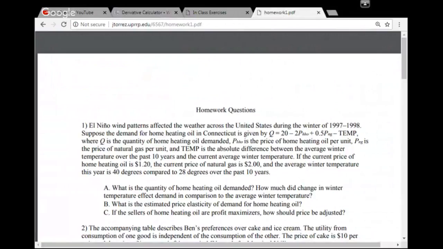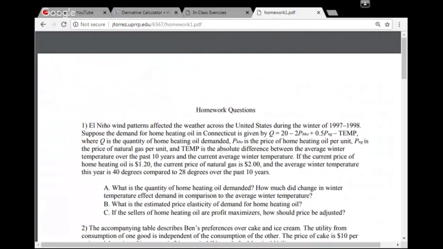This is the first homework question on the assignments, and we covered this yesterday. Suppose the demand for home heating oil in Connecticut is given by Q equals 20 minus P_HHO plus 0.05 price of natural gas minus the temperature. Let's do the definitions. Q is the quantity of home heating oil. P_HHO is the price of home heating oil. P_NG is the price of natural gas per unit. Temperature is the absolute difference between the average winter temperature over the past 10 years and the current winter temperature.